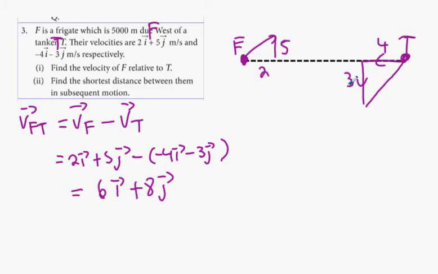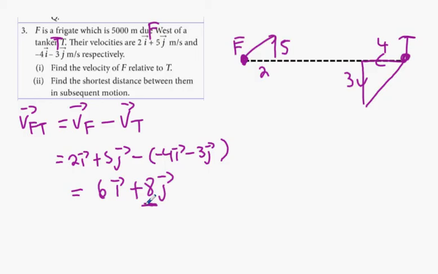Now the next point of business is, how far are they parting ways every time? Well, in the j direction, this one's going up 5, but this one's going down 3. That means they're splitting in the j direction at 8 per second. Would you agree with that? Which is this 8 here. Are they coming towards each other or away from each other in the i direction?